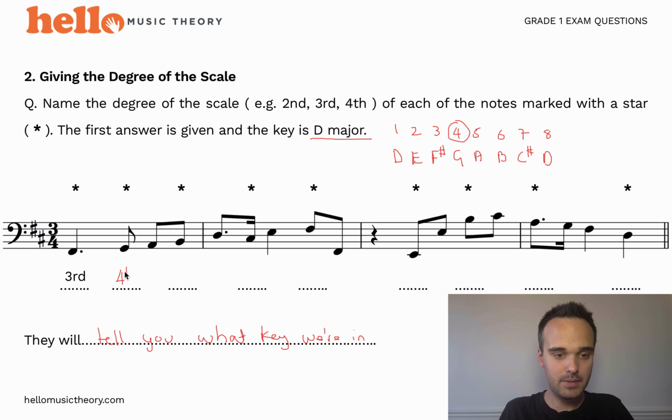So let me keep that as 4th. The next note here is a B, the second line in the bass clef from the bottom. We find where B is in our D major scale. It's the 6th note. So then we write in "6th." Okay?